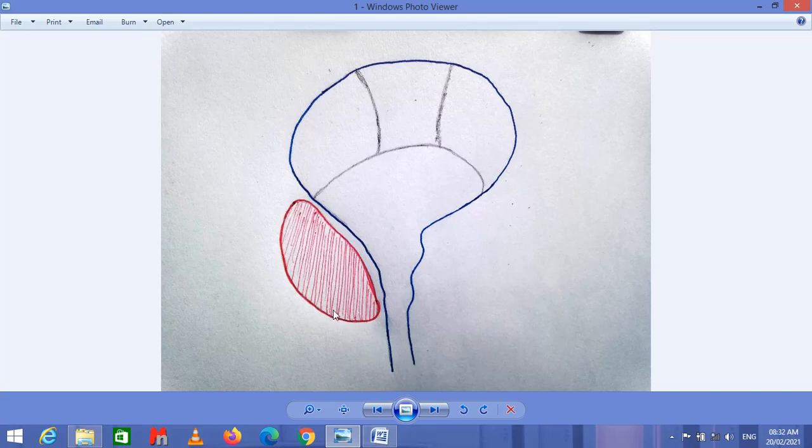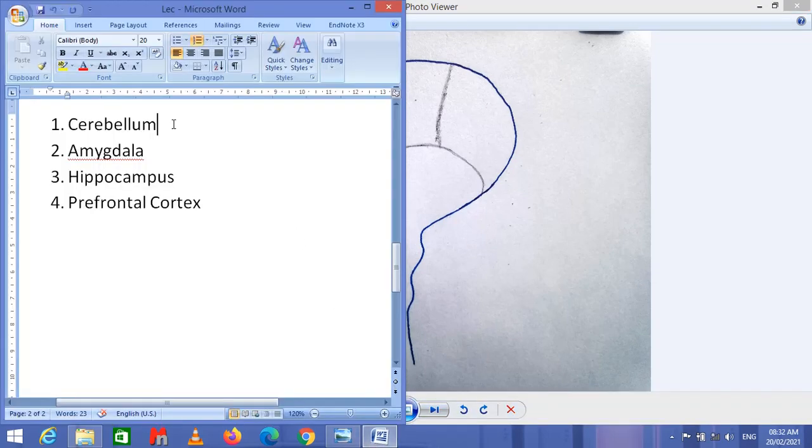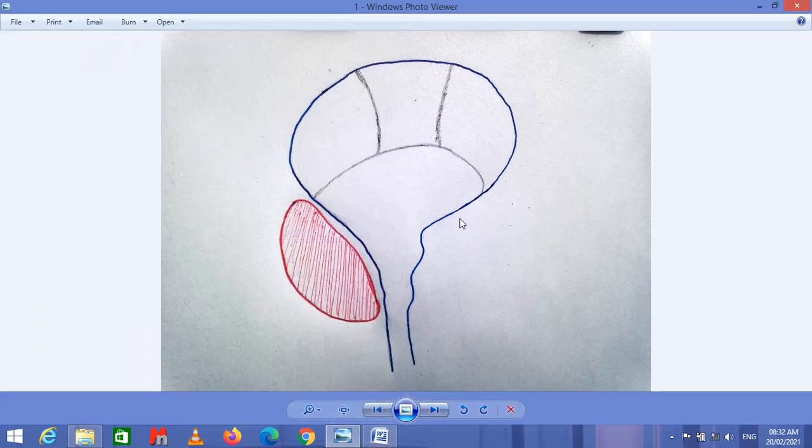This is responsible for the storage of memory regarding the procedure. This is responsible for the storage of procedural memory. I'm going to write it. The cerebellum is responsible for the storage of procedural memory. What is procedural memory? Procedural memory is the memory which has something to do with the procedure and balance also. I'm going to show you the example.